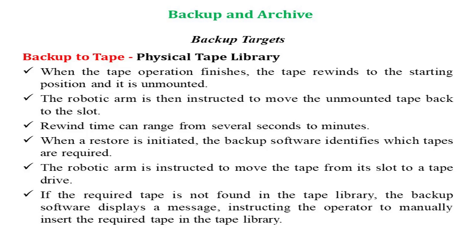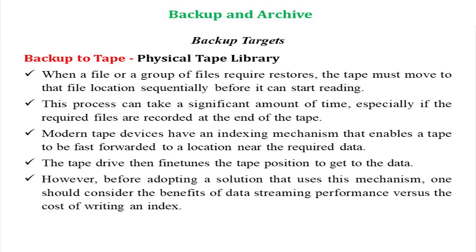When a restore is initiated, the backup software identifies which tapes are required. The robotic arm is instructed to move the tape from its slot to a tape drive. If the required tape is not found in the tape library, the backup software displays a message instructing the operator to manually insert the required tape in the tape library. When a file or group of files require restores, the tape must move to that particular file location sequentially before it can start reading. This process can take a significant amount of time, especially if the required files are recorded at the end of the tape.